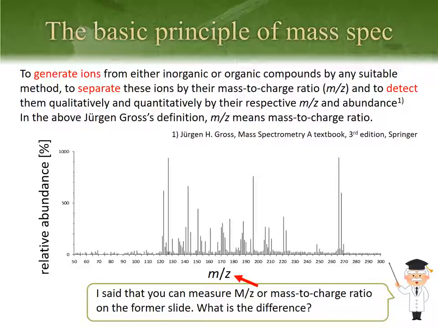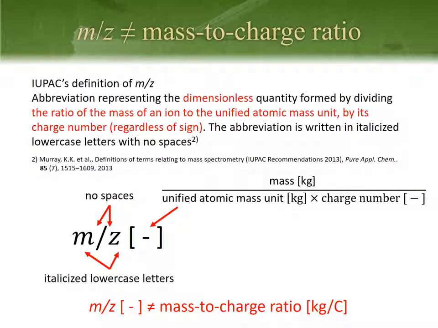By the way, what is m/z in the above Jürgen Gross's definition? I said that you can measure m/z or a mass-to-charge ratio on the former slide. What is the difference? We know m/z appears in a mass spectrum. According to IUPAC's definition, m/z is an abbreviation representing the dimensionless quantity, formed by dividing the ratio of the mass of an ion to the unified atomic mass unit, U, by its charge number, regardless of its sign. The abbreviation is written in italicized lowercase letters with no spaces.